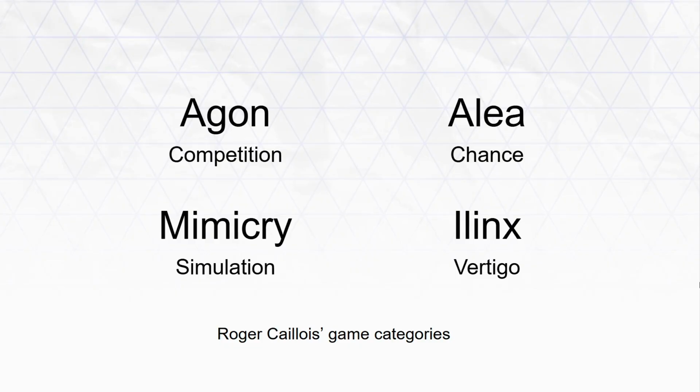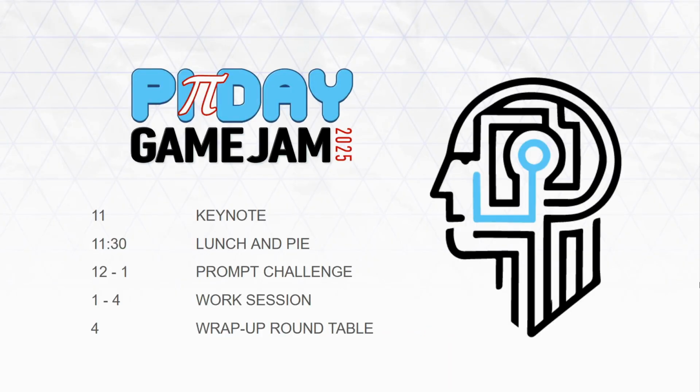So today, the Pi Day Game Jam, I'll tell you about what we're doing right now: the keynote. We're going to have lunch and pie quite shortly. From 12 to 1, for a 1-hour period, we'll have a prompt challenge, so we'll be testing out the different models to see what can come out. If you only have an hour to spend with us, please spend that hour with us. And then thereafter, for the afternoon, we'll be doing a work session. And around 4, we'll do a roundtable wrap-up.